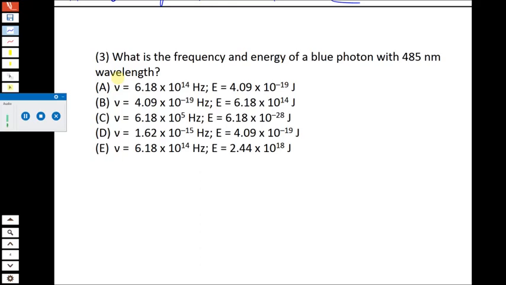Frequency, wavelength, energy, all those things and how they're related to each other. And so we want to know, what is the frequency and energy of a blue photon with 485 nanometer wavelength?